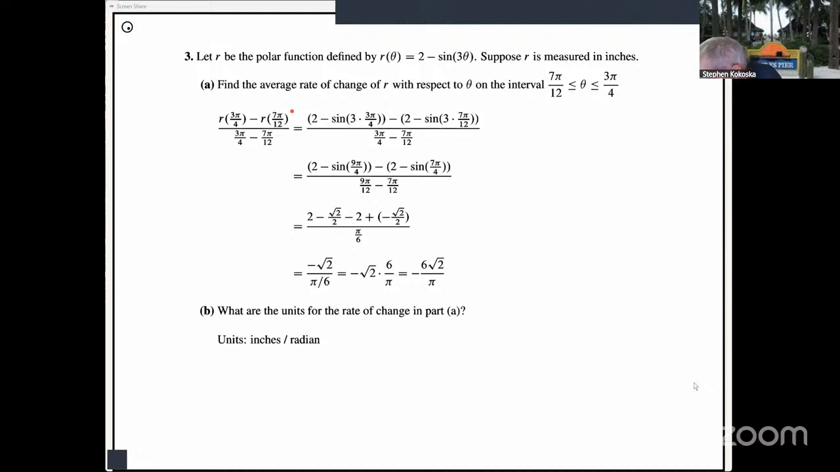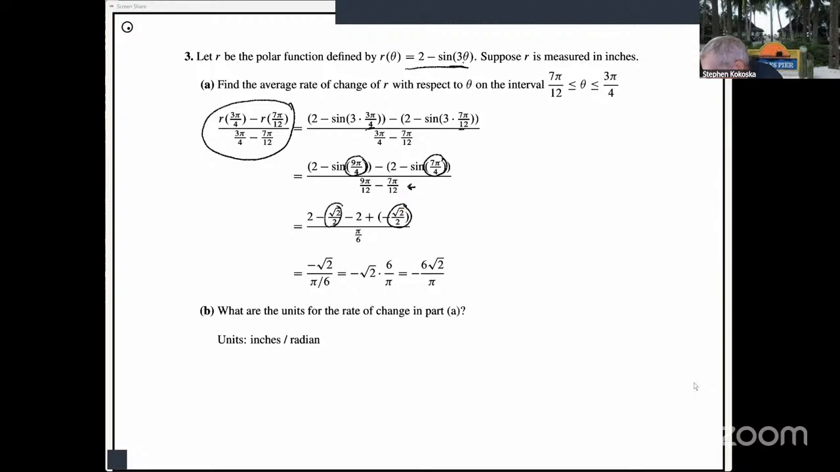Well, over here is my expression for the average rate of change: r of 3 pi over 4 minus r of 7 pi over 12, over the difference in the denominator. If I'm working this out by hand, I've simply got to plug these values for theta into the original expression. I did a little bit of simplification in the argument in this step and this step, and I think I got a common denominator down there in the denominator. And I evaluated the sine in both cases.